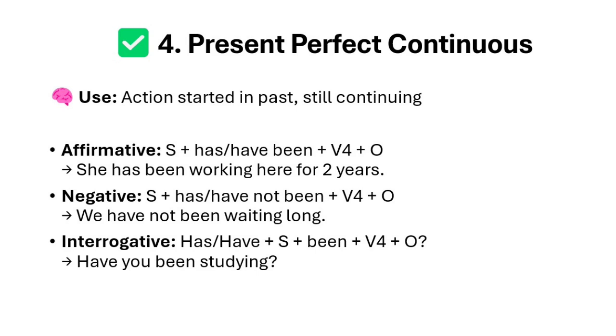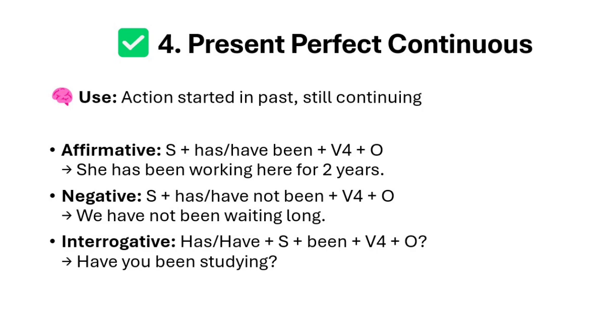Negative structure: subject plus has or have plus not plus been plus the fourth form of verb plus object. Example, we have not been waiting long. Interrogative structure: has or have plus subject plus been plus the fourth form of verb plus object. Example, have you been studying? This is all about present perfect continuous tense. Anyhow, you know the difference between have and has and when to use them. It is similar to present perfect tense.